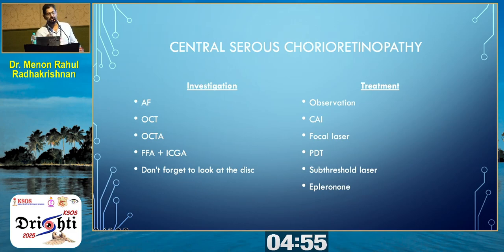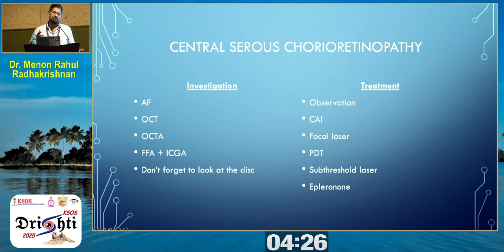The treatment usually is observation. There's no point of trying out non-steroidal anti-inflammatory drugs there because there's no inflammation there. So rather than giving NSAIDs, you can actually try dorzolamide, carbonic anhydrase inhibitors. Focal laser, after doing an FFA, if you see that the leak is away from the fovea, you can do focal laser. PDT, sadly, we don't have that anymore. If you have a central leak, you can try subthreshold lasers. And in certain cases, you can also try medical management such as eplerenone.